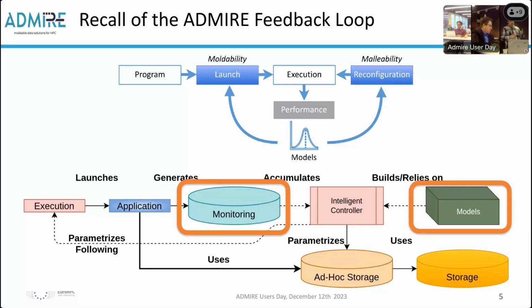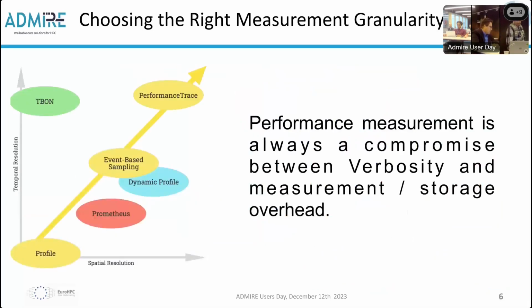So with the monitoring, we will generate the model, and this model will feed the intelligent controller, which is the central component in the Admire infrastructure. And this component will then take malleability decisions. This will be explained in detail in the future talks later this afternoon.